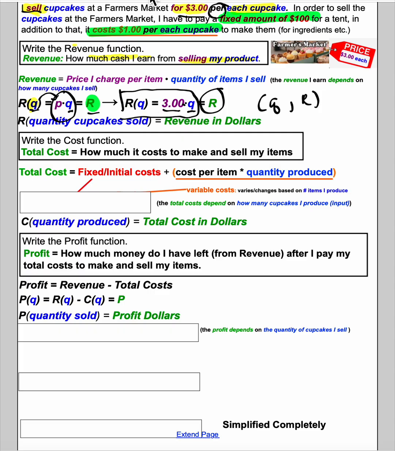Next, I want to write the total cost function. How much does it cost me to make and sell my items? So there's always two pieces here to cost. Fixed or initial costs, those costs that don't vary or don't change based upon how many items I sell, plus variable costs. These vary or change based upon how many items that I'm making. So if I make 100 cupcakes to sell, that costs me more than if I make 1,000 cupcakes.